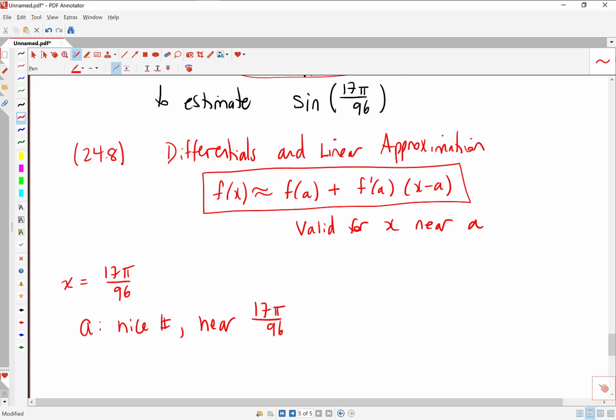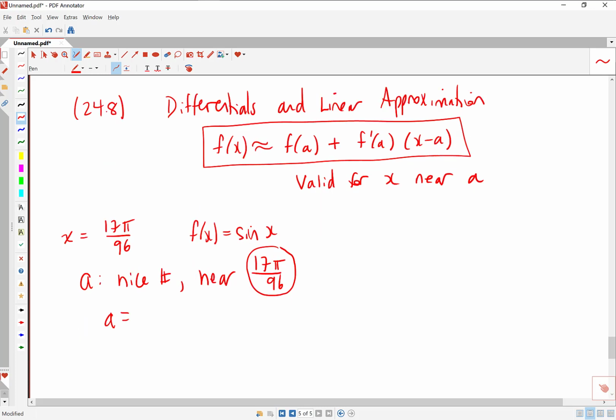And when we say a nice number, we mean something that's going to go nicely into our function f of x, being the sine function. So what number, or what angle, goes nicely into the sine function and is close to 17 pi over 96? Let's think about 16 pi over 96, or alternatively, 18 pi over 96. If you simplify the fraction 18 over 96, you could turn it into 9 over 48. Okay, that doesn't sound too great. So I quickly ruled that out as being a nice option.